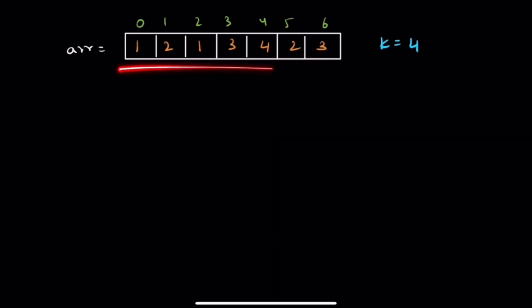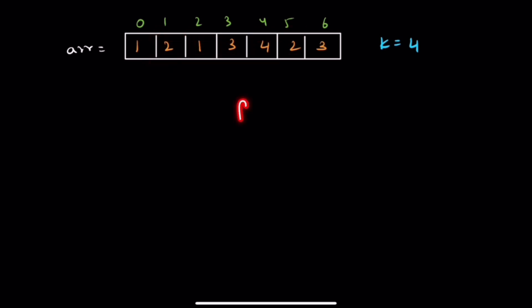So the array given is this and the k value is 4. That means we need to find unique elements within the window of size k, right? So what does the brute force approach say? Just generate all the possible k windows, right? The first k window will be this, the second k window will be this, the third k window will be this, and so on.